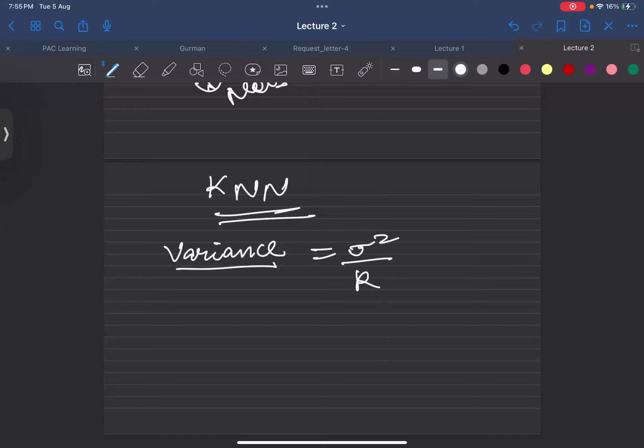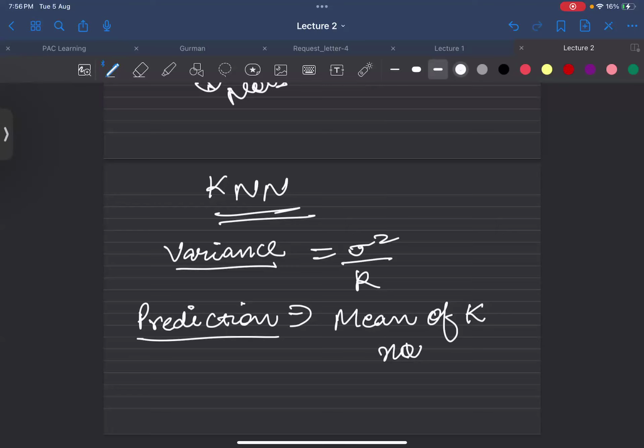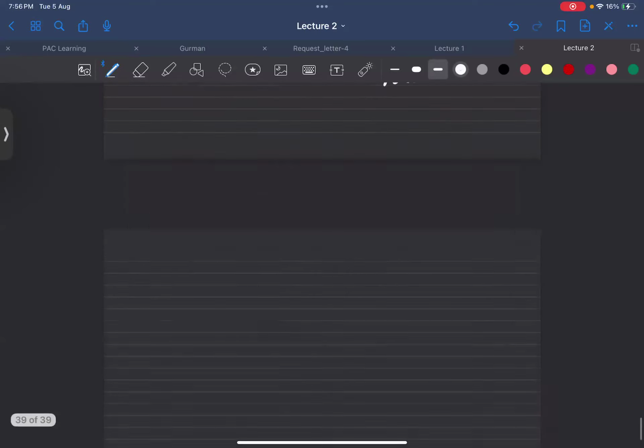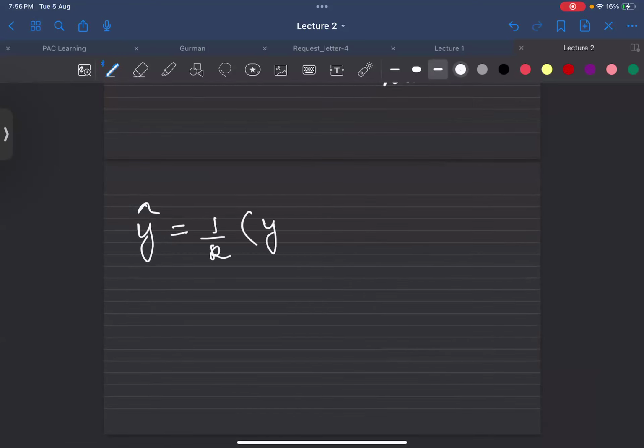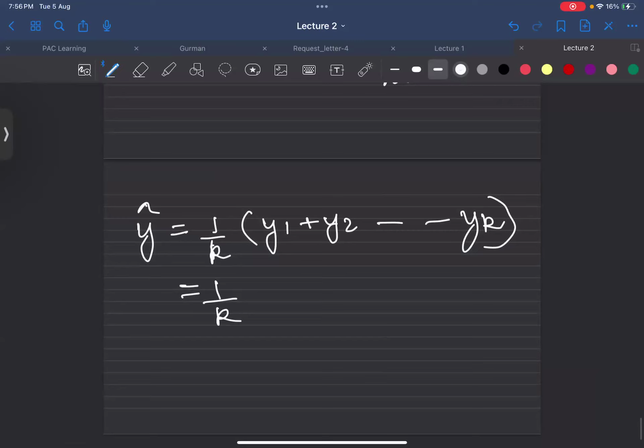Let's see. Because noise is, what is the prediction, I'll come to that. Don't worry. Now, what is the prediction we take in KNN? We take the mean of K numbers. That is what we do. The prediction, y bar, is equal to 1 by K times y1 plus y2 till yk. I can say it as 1 by K, sigma i, yi.